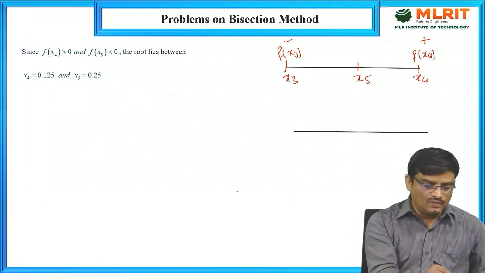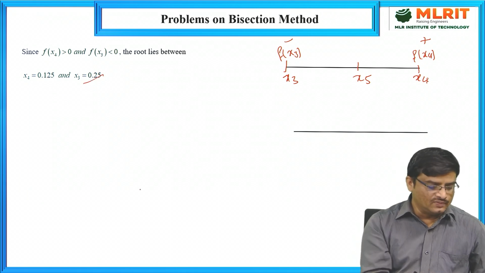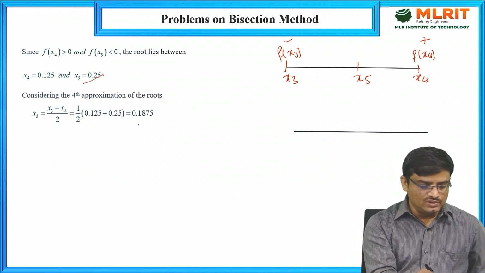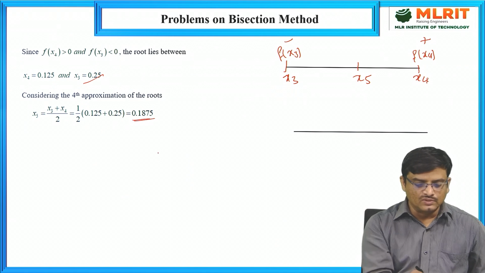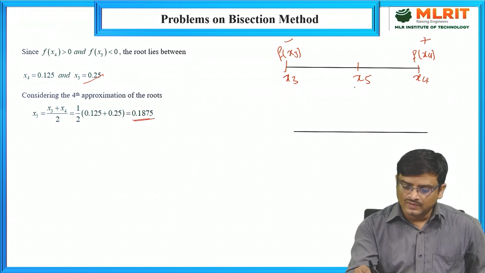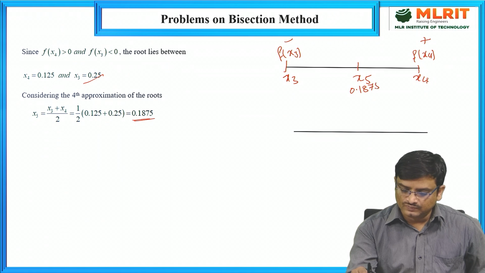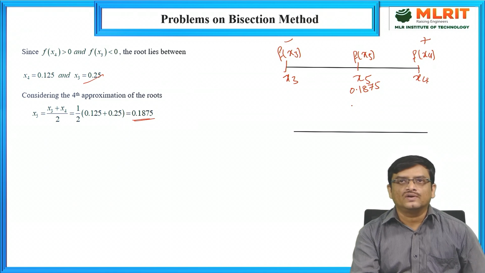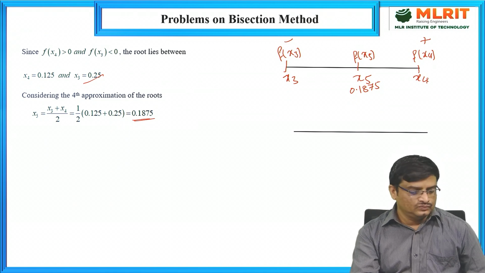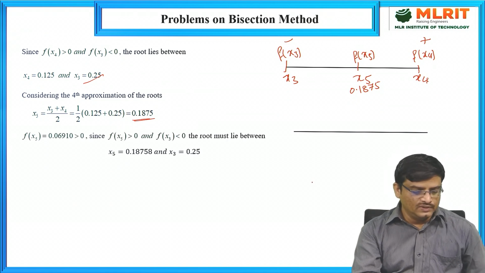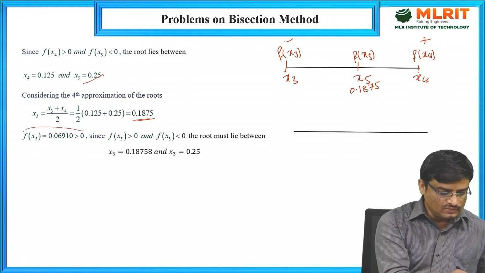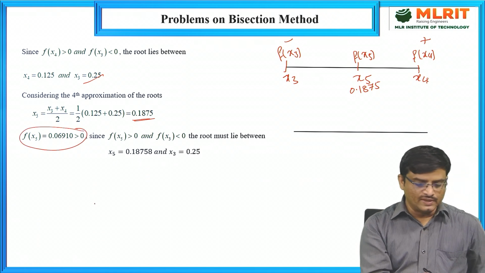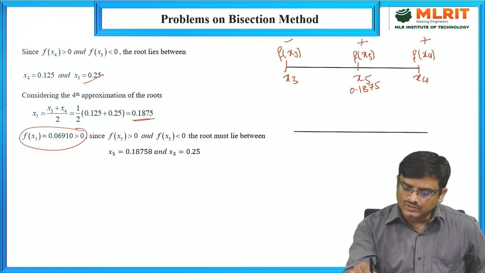Our x3 and x4 are the values. Take the average of these and you will get x5 equal to 0.1875. Now find f of x5 and check whether you get a positive or negative value. So now we got f of x5 as a positive value. F of x5 is positive, so we print this positive sign here.